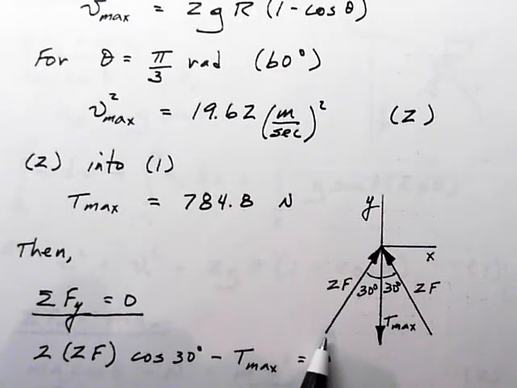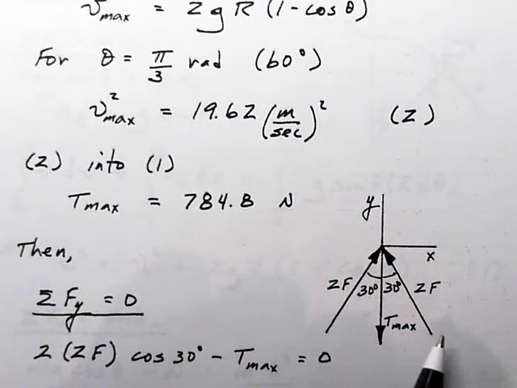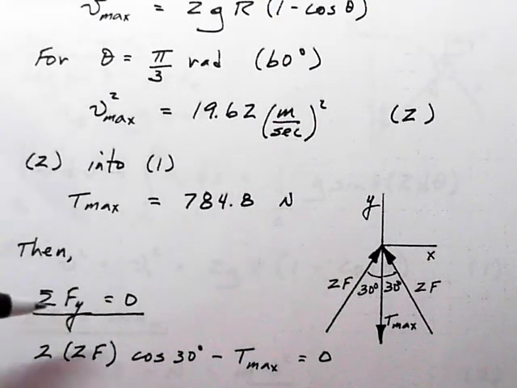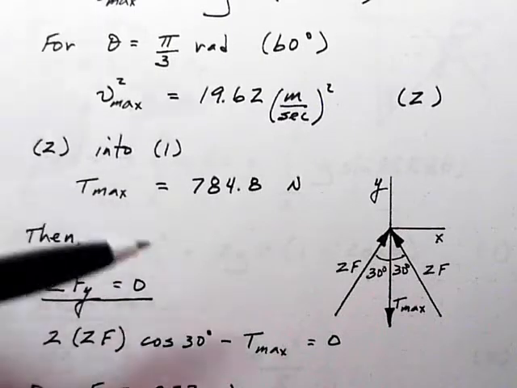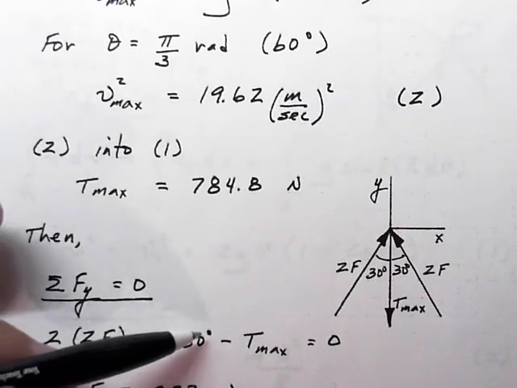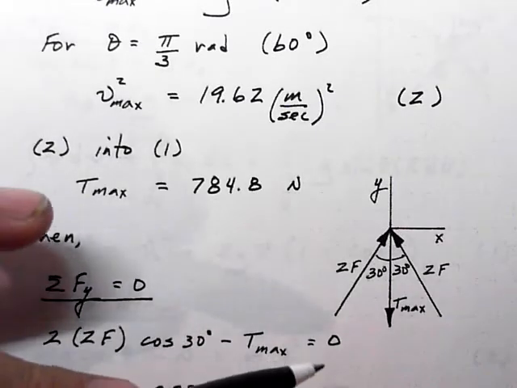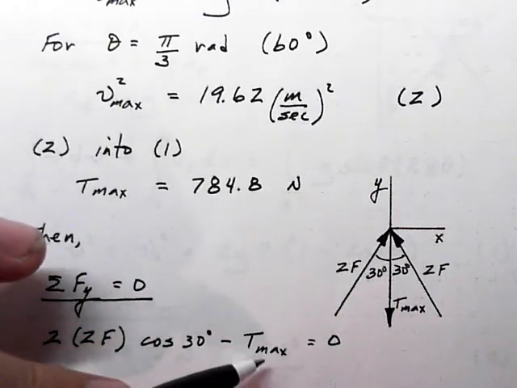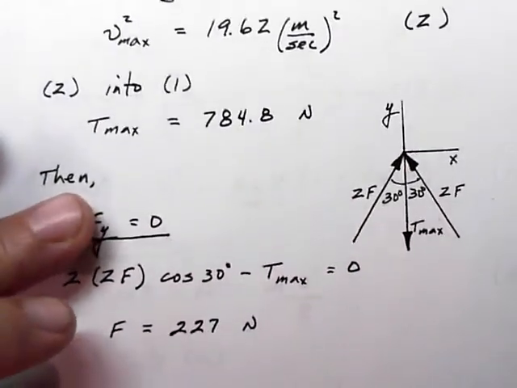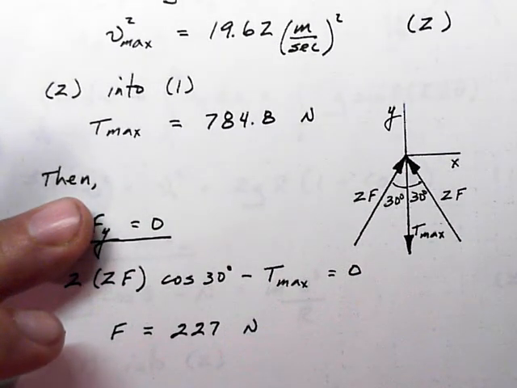And then we'll have two leg tensions on this side, and actually they're in compression. Two leg forces on this side, two leg forces on this side. This is just a statics problem which says sum of forces in the y direction equals 0. And notice our coordinate system y is positive up. And so we'll have two f's times the cosine of 30 degrees acting upward, and we'll have Tmax acting downward. Plugging in our value of Tmax of 784.8 and handling the trig, we get a force in each leg of 227 newtons.